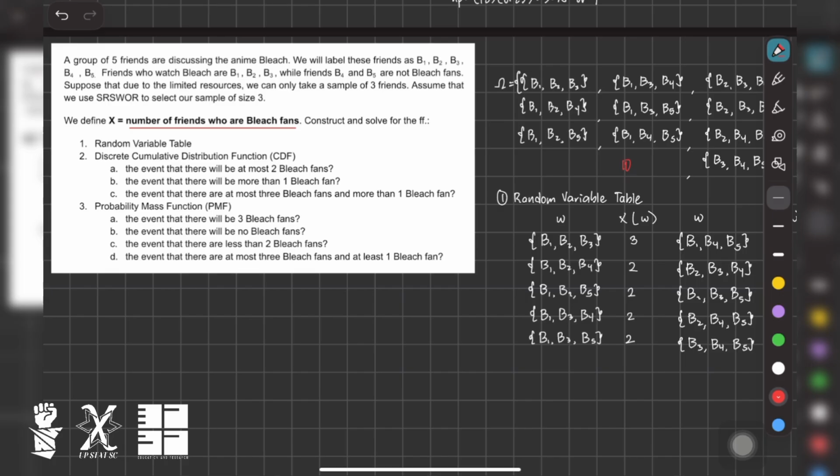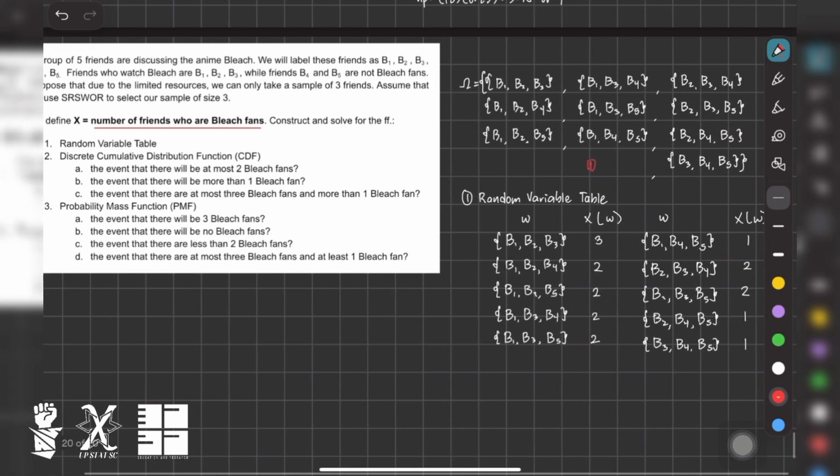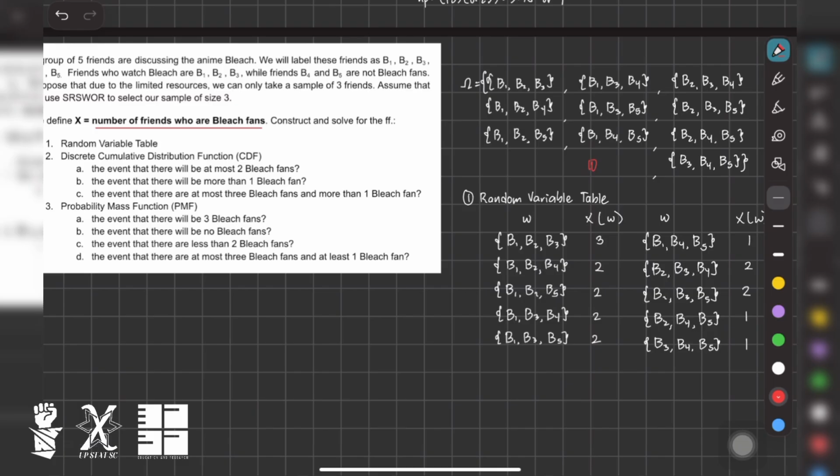So before anything else, let's get our sample space first. Here on the right side, you can see our sample space. With simple random sampling, we will get 10 samples for our sample space. Now, note that we have defined our X as the number of friends who are Bleach fans. So, for solving the random variable table, we will define X as our random variable, and the values that the random variable takes up will be your small x.